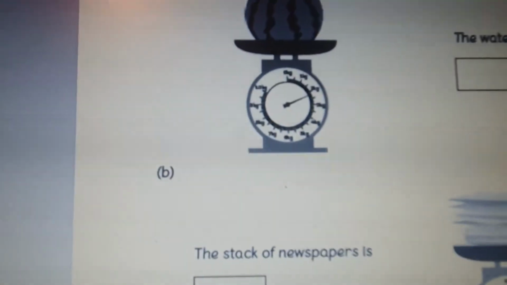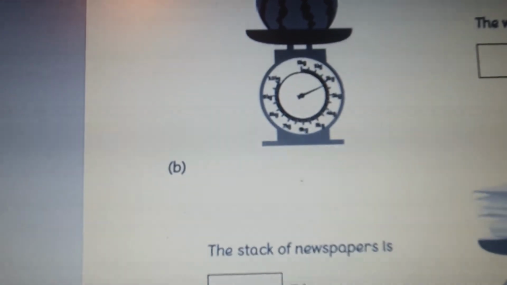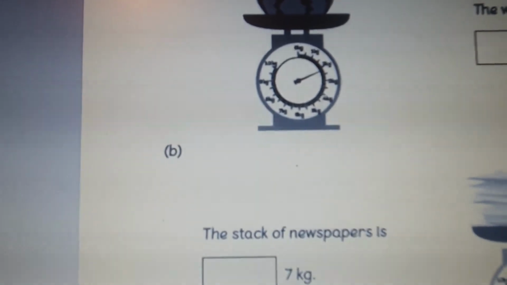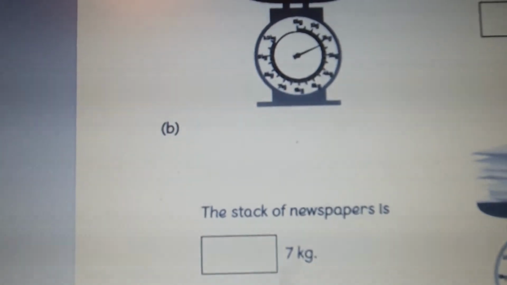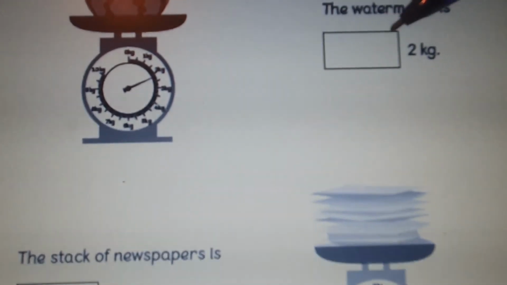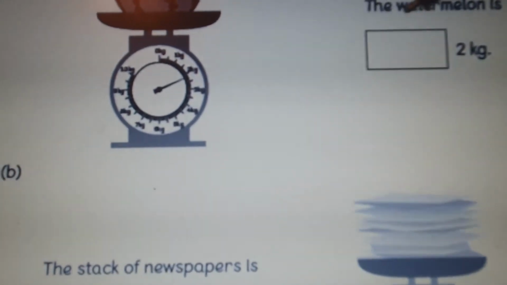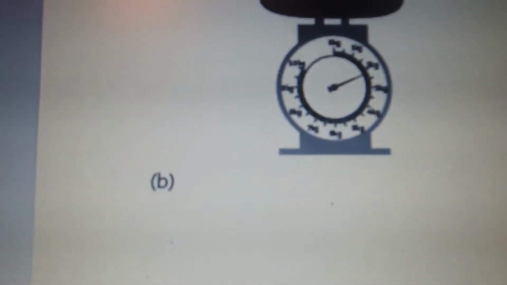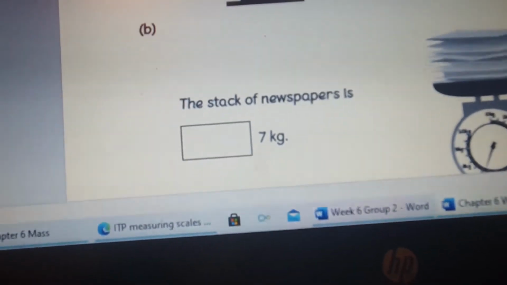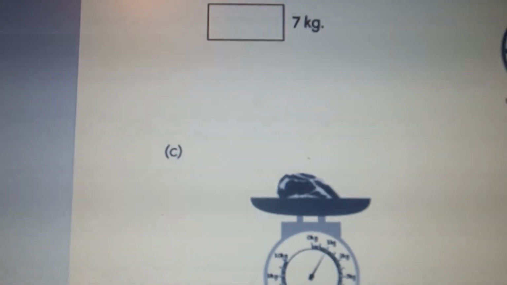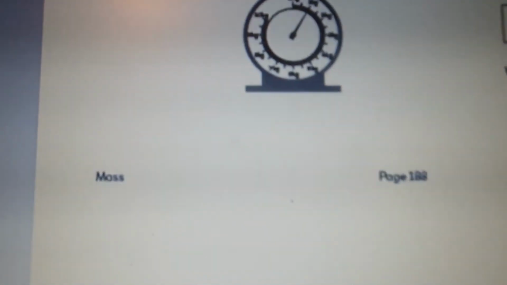And then this one, a little bit different. It says fill in the blanks with less than, more than, as heavy as. So the watermelon is. It's saying, is it less than 2 kilograms, the watermelon, more than, or as heavy as, as heavy as would be 2 kilograms. Now, you'd have to enlarge that, but it's actually just a little bit more than 2 kilograms. So here we'd put more than. And the same for that one. So you will have to enlarge these pictures.